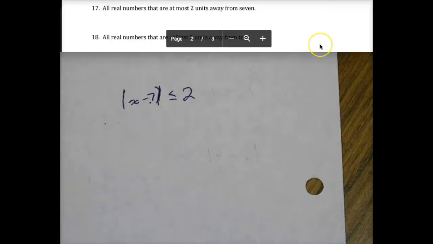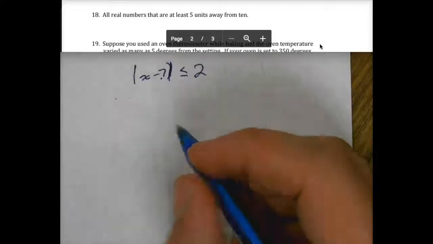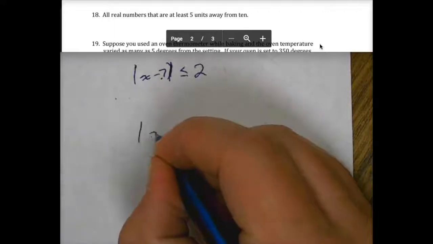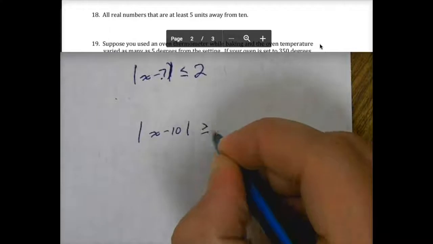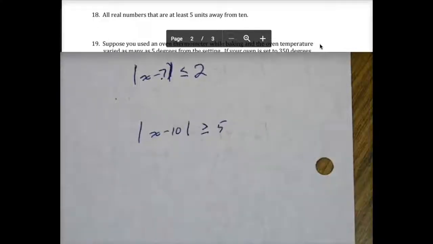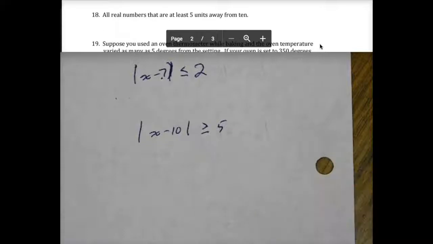All right, looking at the next one. All real numbers that are at least 5 units away from 10. So we want to be away from 10. We want to be more than 5 units away. So at least 5 units away, I want the absolute value, the difference, to be greater than or equal to 5 units. All right, give the rest of your homework a shot.